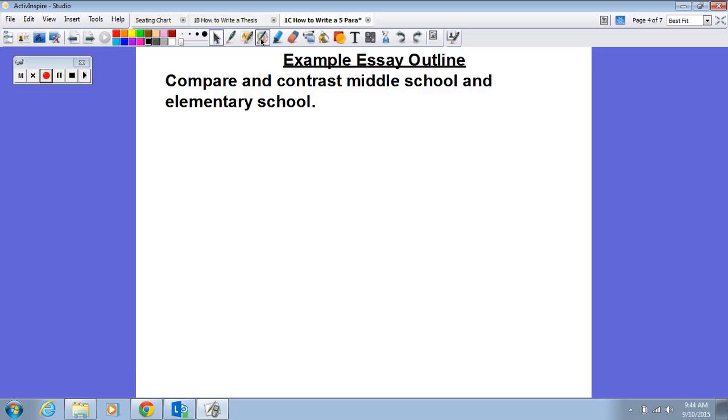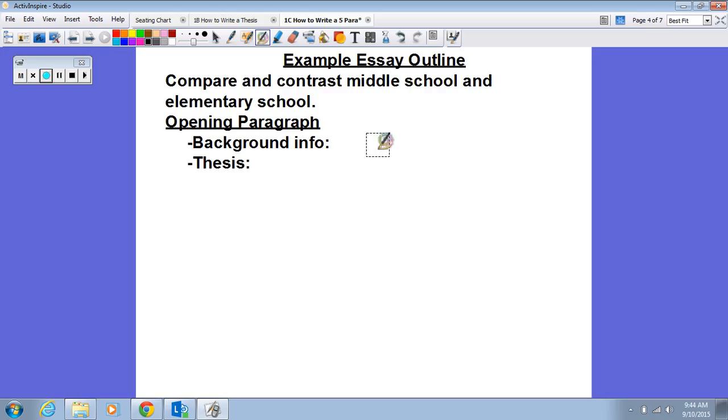All right, so let's do as an example, compare and contrast middle school and elementary school. So in your opening paragraph, I want you to go ahead, give a little background info, maybe just some basic differences. Elementary school is K to 5. Middle school is 6 to 8. And then you would write a thesis statement. So we're going to pause for a second, and I want you to go ahead and write a thesis.